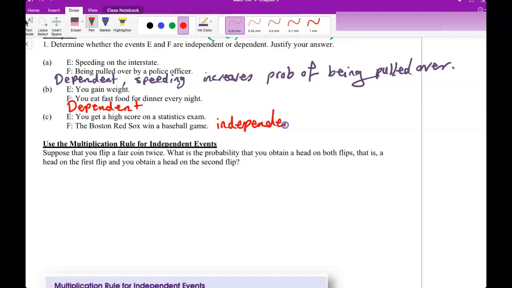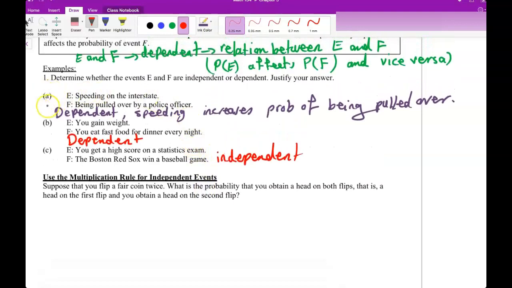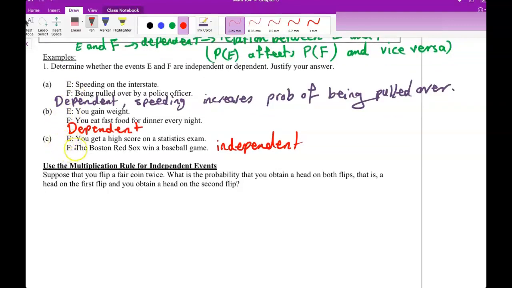Again, in part A, we had a relation between these two events. Part B, we had again a relation between E and F. But C, there is no relation between E and F. That's why we have independent.